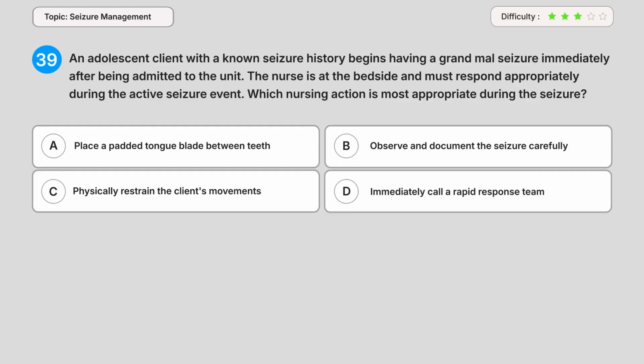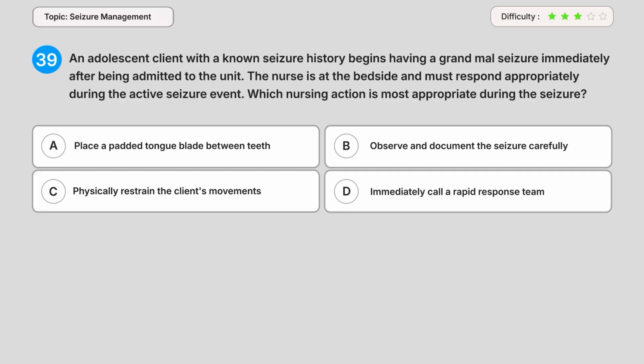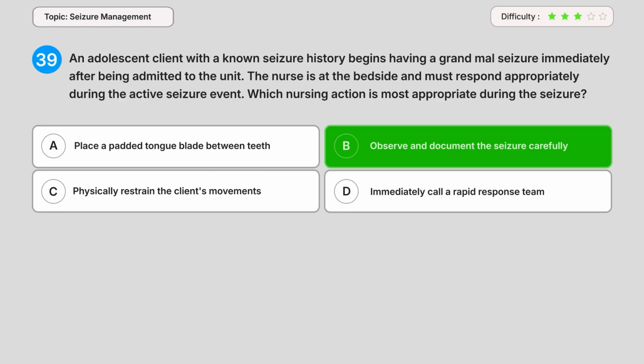A. Place a padded tongue blade between teeth. B. Observe and document the seizure carefully. C. Physically restrain the client's movements. D. Immediately call a rapid response team. What do you think is the answer? Correct answer: B. Observe and document the seizure carefully.